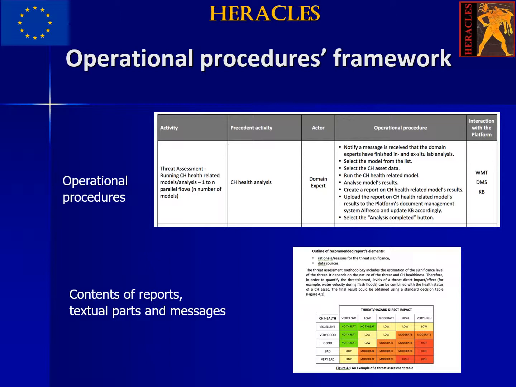The second figure shows an extraction of the recommended content of the documents and reports. In this particular case, it is an extraction from the threat assessment report showing an example of a threat assessment table, as a threat in the proposed methodology is calculated by a combination of cultural heritage health and threat hazard impact.